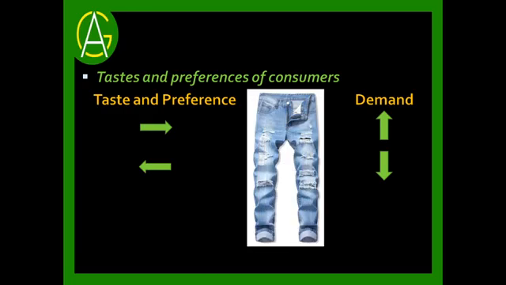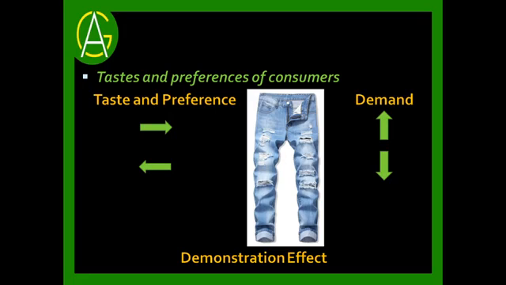Say for example, this new style of jeans is introduced into the market and people like this kind of jeans. When people like it, the demand for these jeans will increase. But if people do not like this kind of jeans, it means that taste and preference is unfavorable. And when it is unfavorable, the demand will decrease. Now this kind of effect which is created because of taste and preference, this effect is known as the demonstration effect.